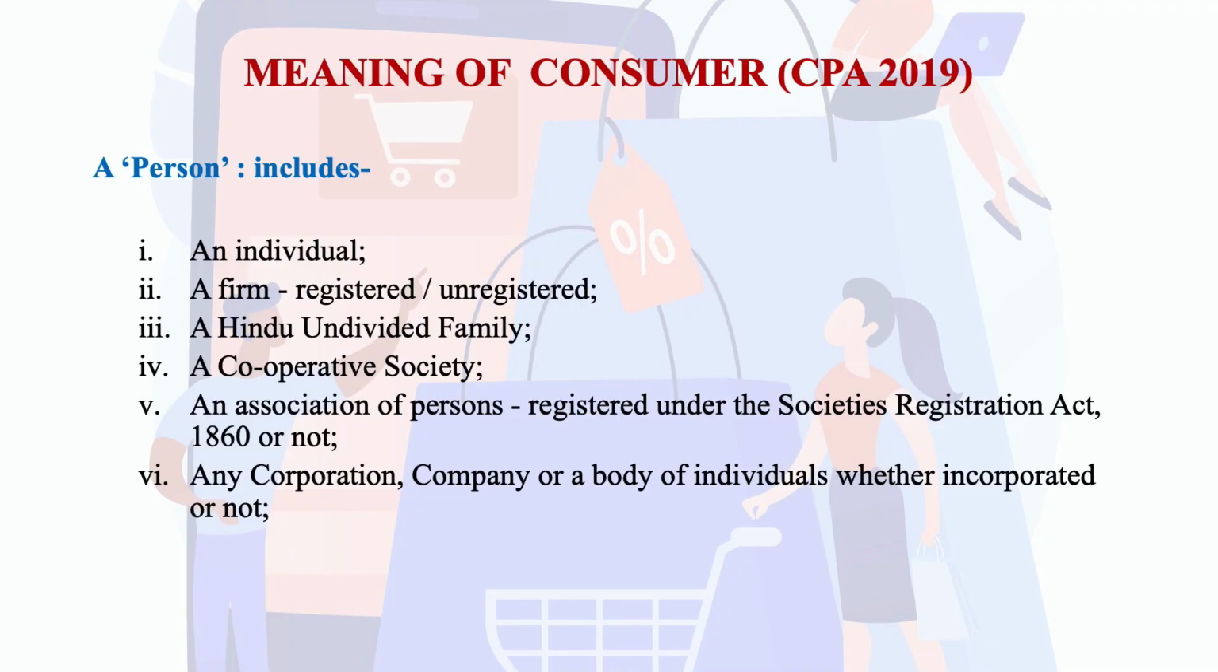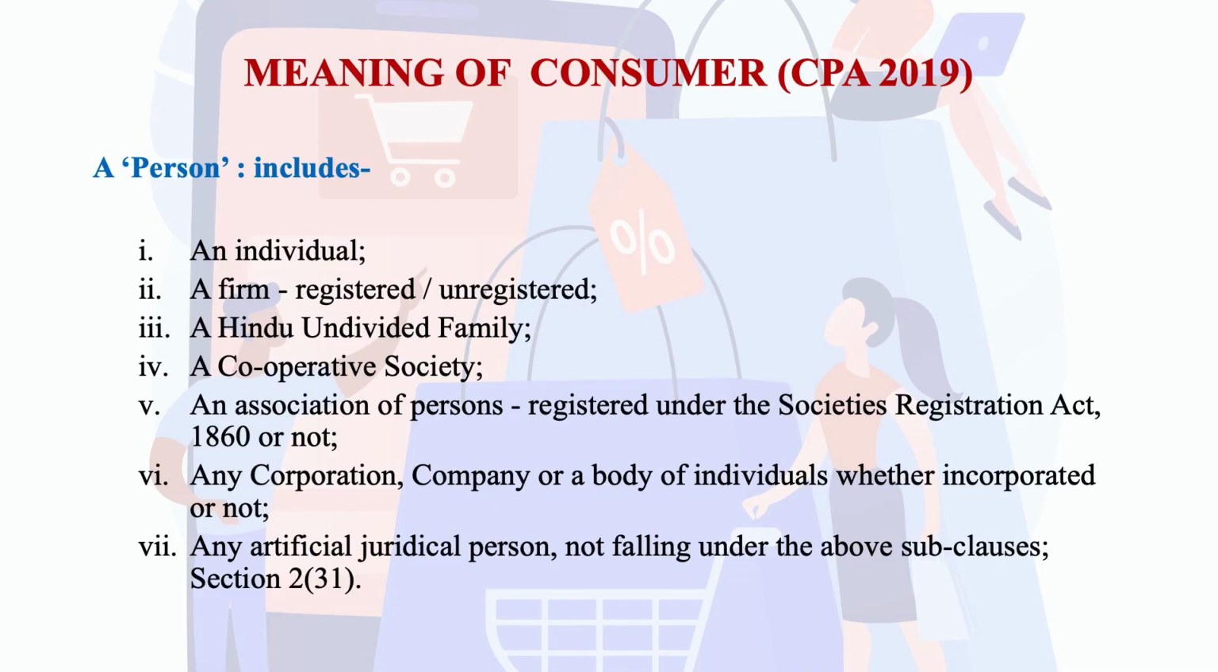Now, any corporation, company or body of individuals, whether incorporated or not. Again, a company may be registered or unregistered, it may be a public sector undertaking, or even a private body. It may be any body, registered or unregistered. They also need certain consumption goods for their own association or company purposes. Same thing, for example, the purchase of cars to give to their own officers concerned.